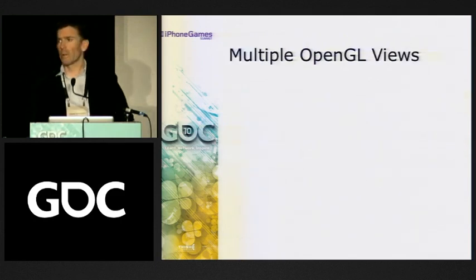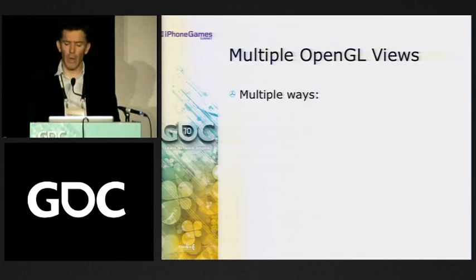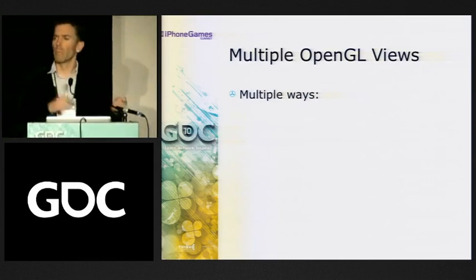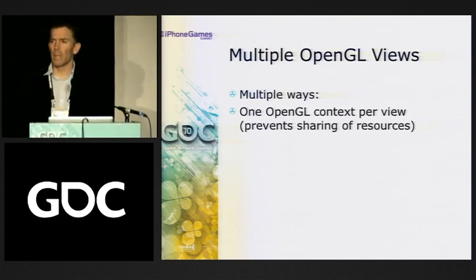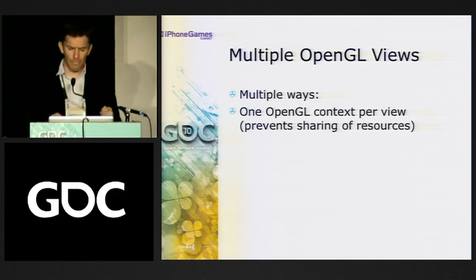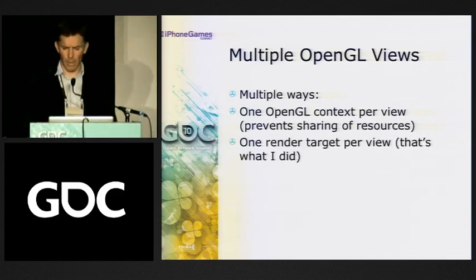So how would you do that? There are multiple ways that I found that you can go about it. One of them that I didn't go down that path is you could use different OpenGL contexts, but it really prevented reusing of assets that were created, like textures that were created with one context into the other view. So what I found the most straightforward way was to use one render target per view. We're going to see it in a second, I think.